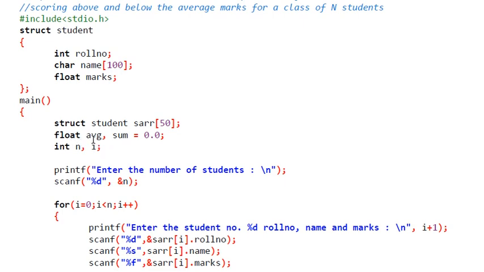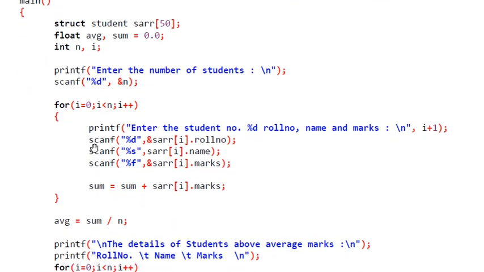So I will have a variable avg, which is of type float, and we also need to add all the marks in order to find the average. I will use another variable sum, and the initial value I kept as 0.0, a float again, and semicolon. And I have two integer variables, n and i. n is used for checking with the user how many students they want to enter, and i is used as an index in the for loop.